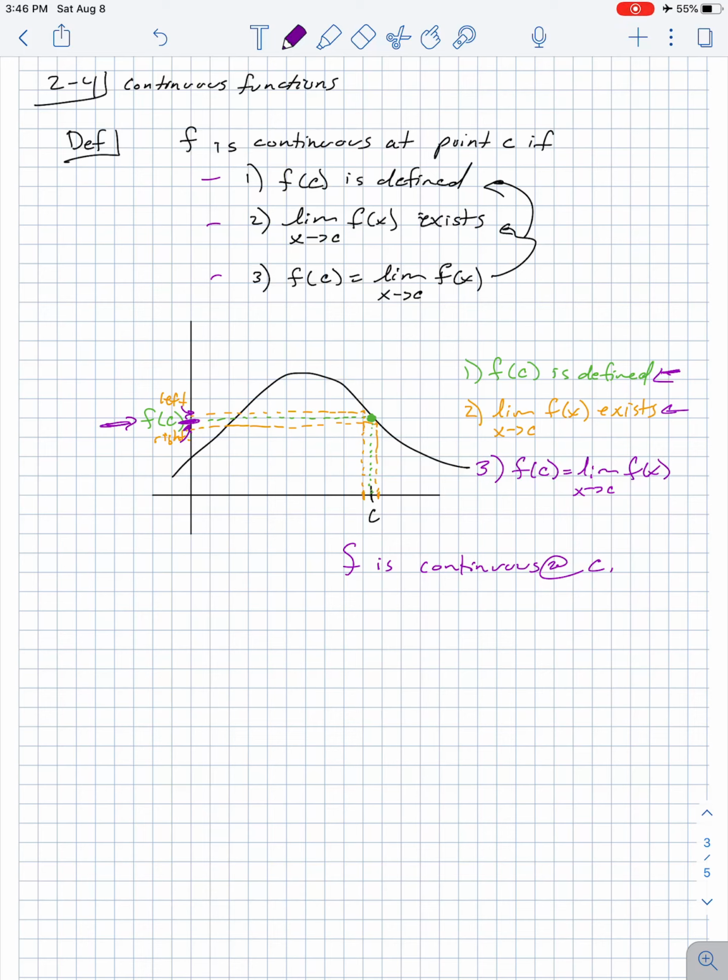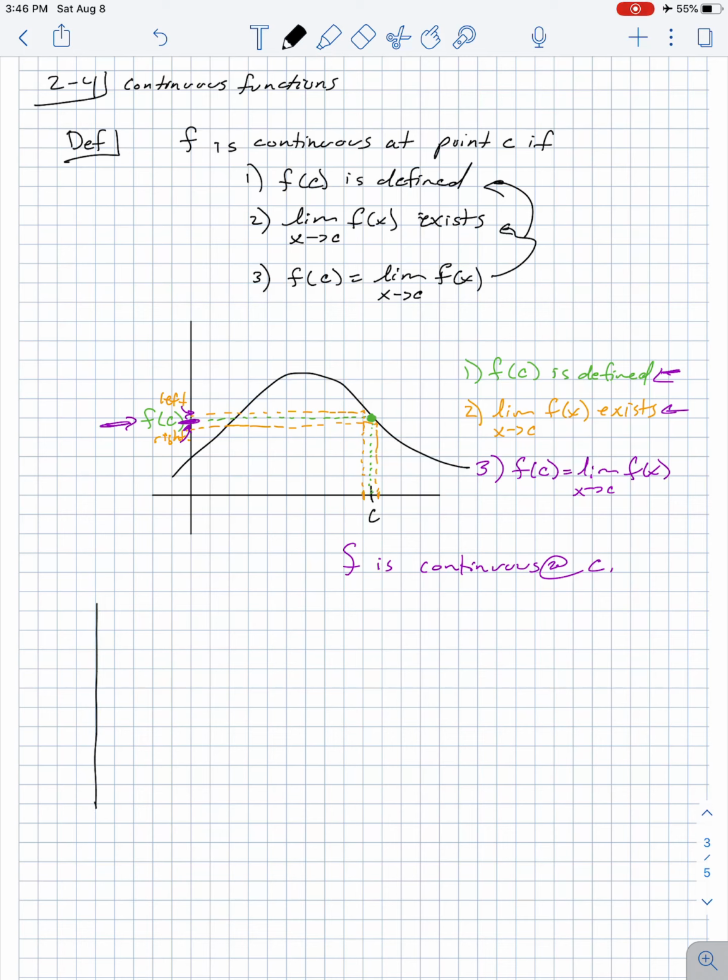Now, I think it's more instructive to look at problems instead of things that work. This is obviously continuous, and you'd probably say, well, I think that's obvious. And it is obvious, but I think it's harder to understand sometimes what these parts are saying until you see where they fail. So let's take a look at that.